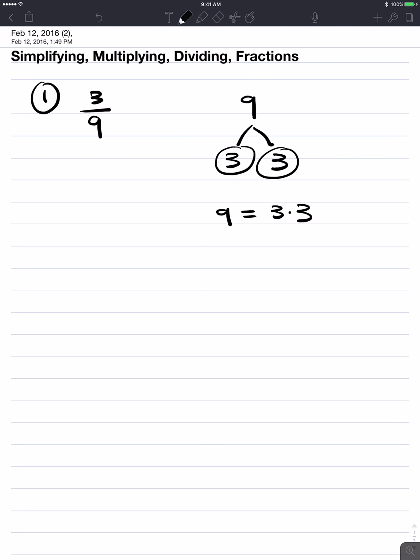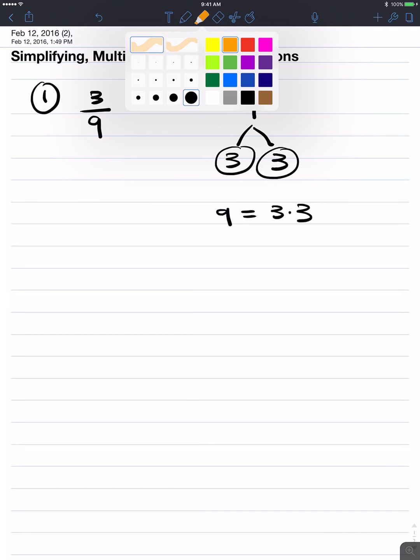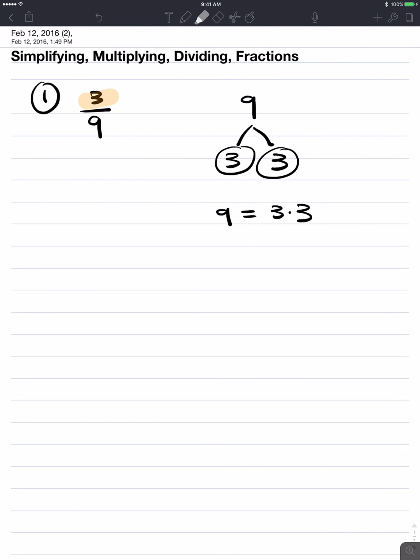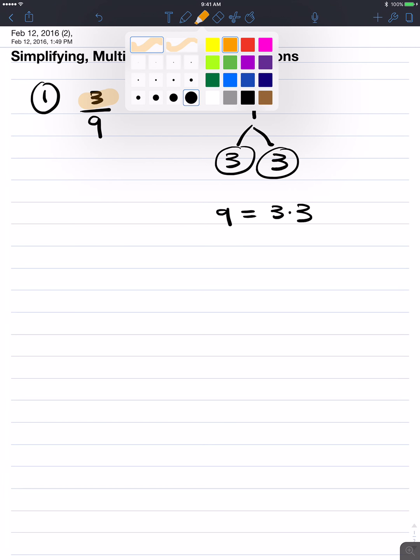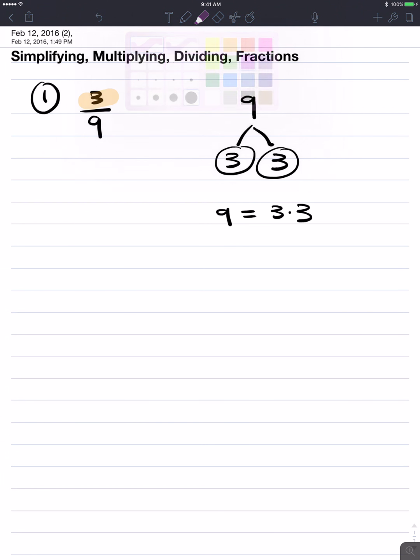The numerator of our fraction, the number that's on top, is 3. It's already prime. The number on the bottom, however, is not. We can break it down. 3 over 3 times 3.